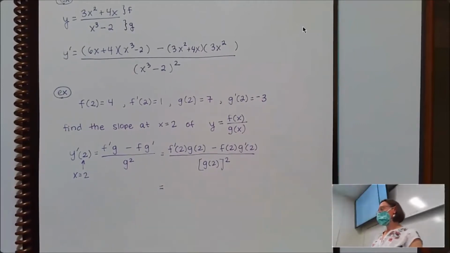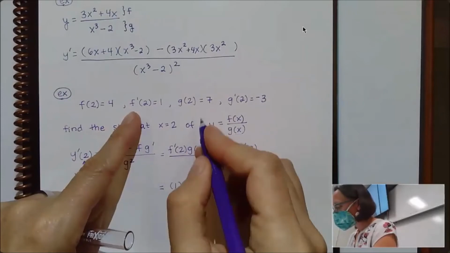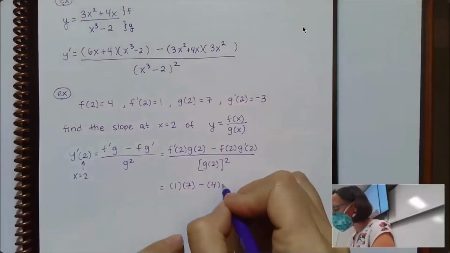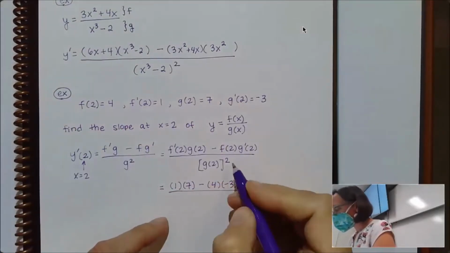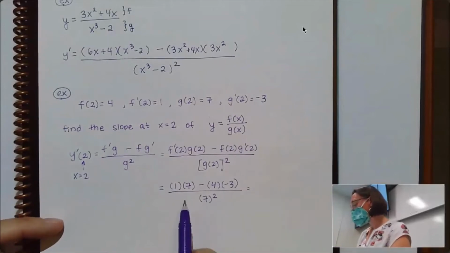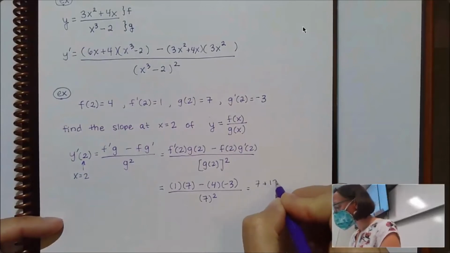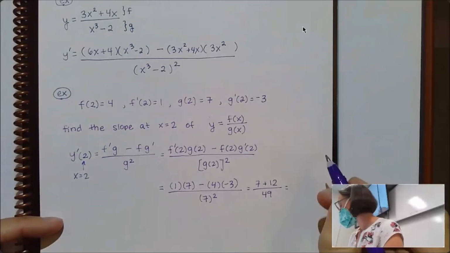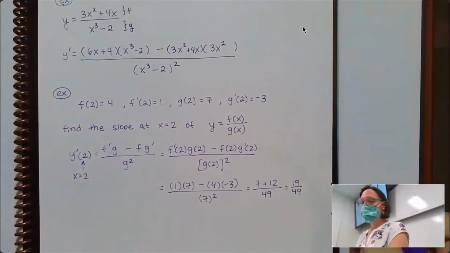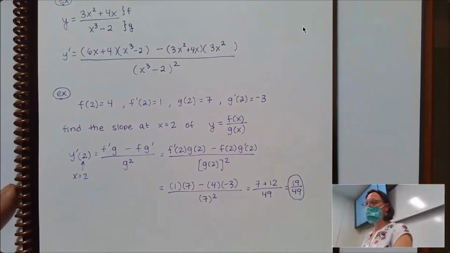And then we're plugging in all the numbers. So f prime of 2, looking at my list, f prime of 2 was equal to 1. g of 2 was 7. f of 2 was 4. g prime of 2 was -3. And g of 2 was 7, so the bottom will be 7 squared. So I could simplify that a little bit. That's 7 minus a negative, so that's like 7 plus 12 over 49, or 7 and 12, that's 19 over 49. And that would be my slope at x equals 2.